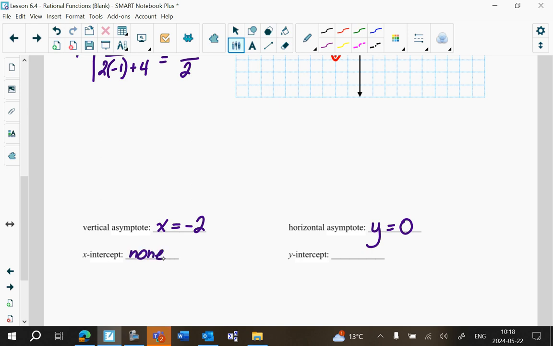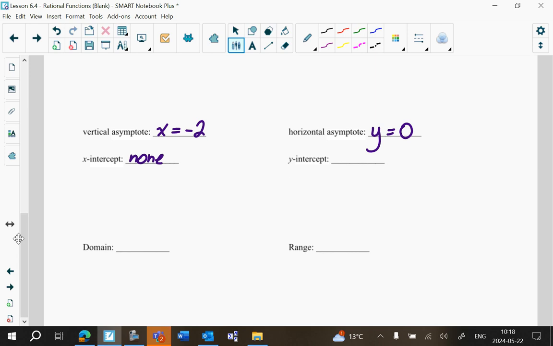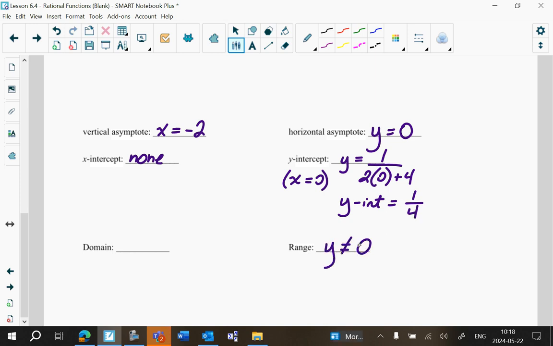So I make x equals 0. Therefore, the y-intercept is going to be 1 over 2 times 0 plus 4. One quarter. Might as well write that one now. Y can't be 0. X can't be negative 2.